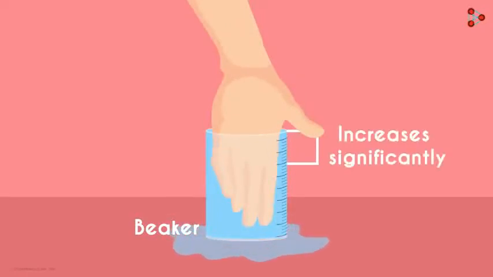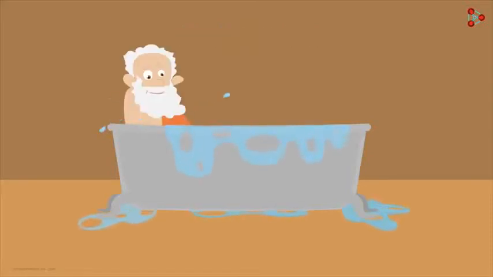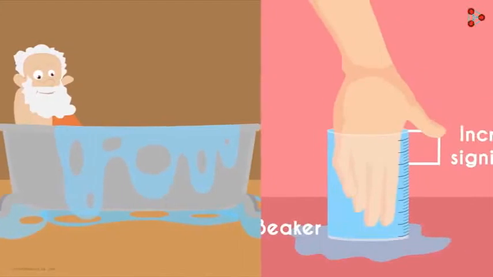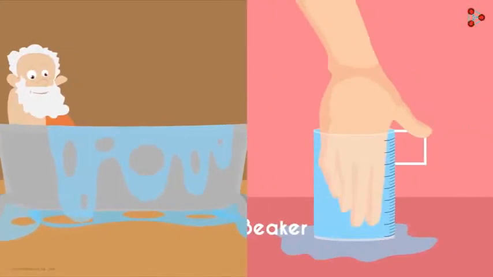significantly. The ancient Greek mathematician Archimedes observed something similar when he got into a bathtub. When he got in, he realized that the level of water went up. In both the cases, you notice that the water is displaced by the object that goes in. Keep this thought in mind. We'll come back to it soon.